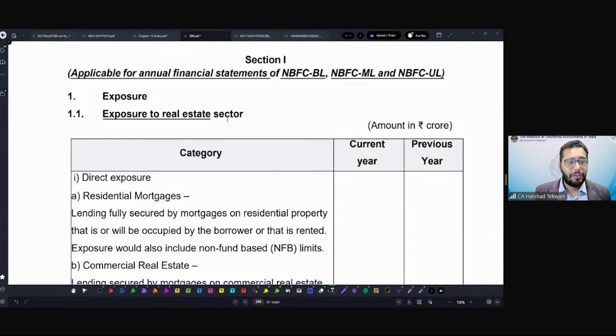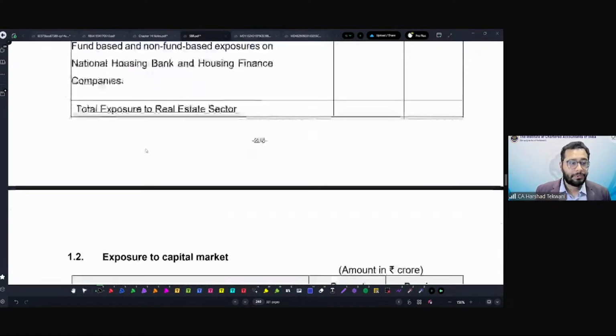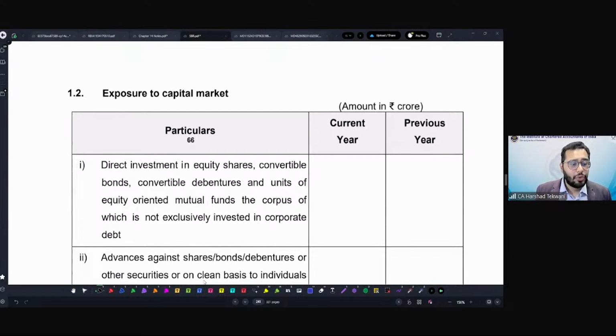Which talks about exposure to the real estate sector. So first is the exposure related reporting requirements. First one is the exposure to the real estate sector: what is the exposure that is there for the real estate sector for the NBFC. Okay. Then you have exposure to capital markets.